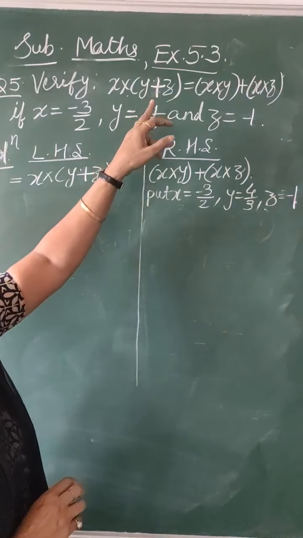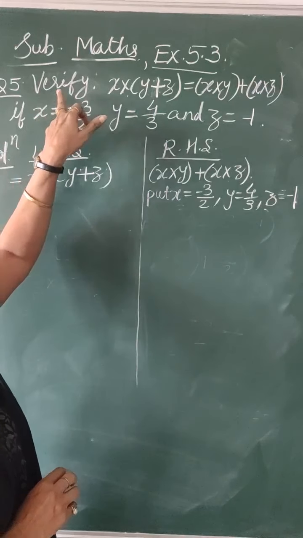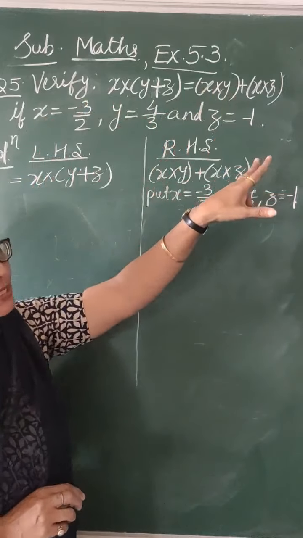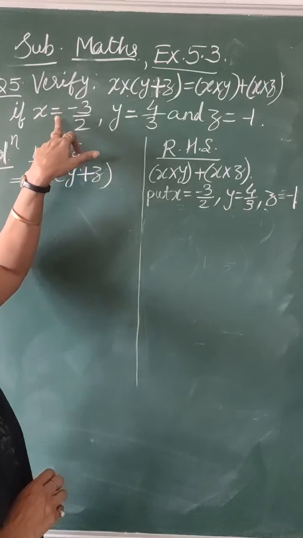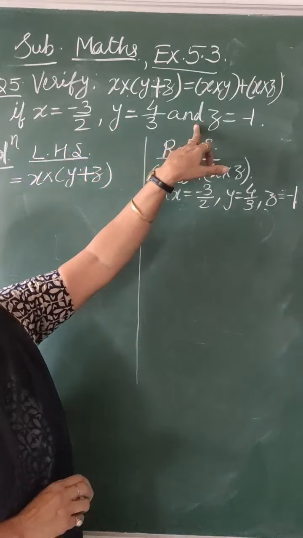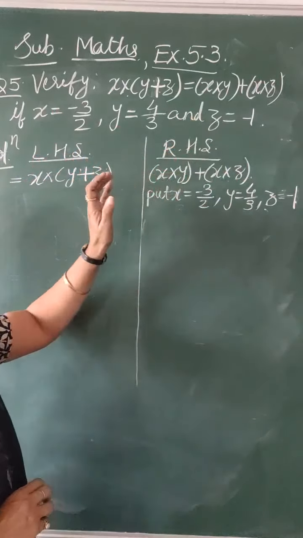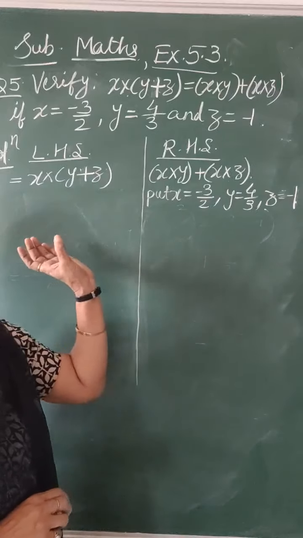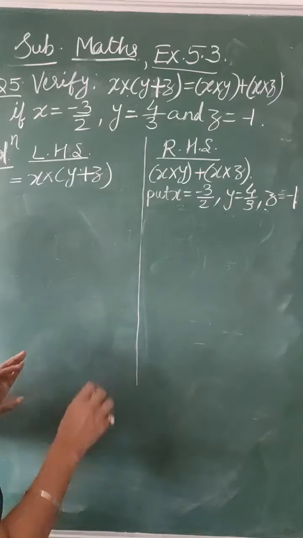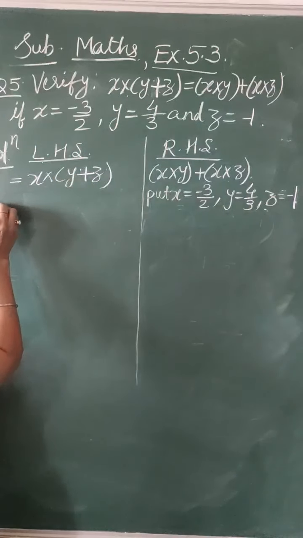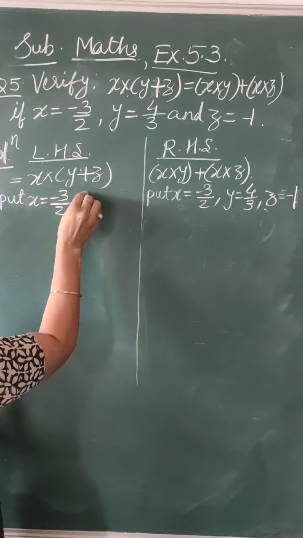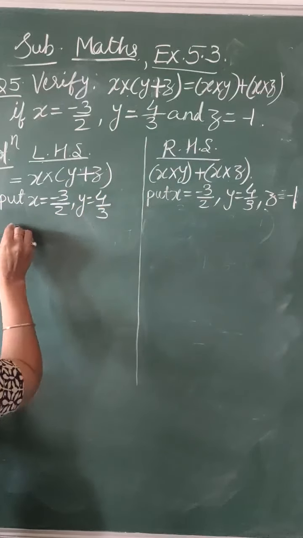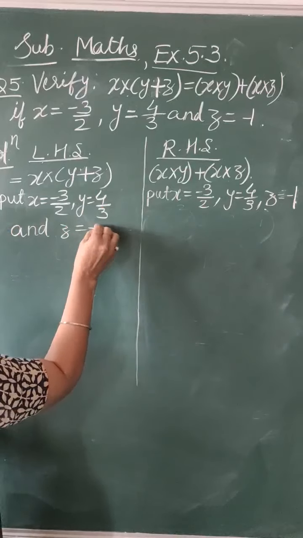Yes children, let's see exercise 5.3, question number 5. You have to verify LHS is equal to RHS, means you have to show that both the hand sides are equal by putting the values of x as minus 3 by 2, y as 4 by 3 and z as minus 1. So what you will do, you can draw one line in the middle and you have to simplify the left hand side separately and RHS separately. So here is the left hand side, and here we will write now, put x is equal to minus 3 by 2, y is equal to 4 by 3 and z is equal to minus 1.